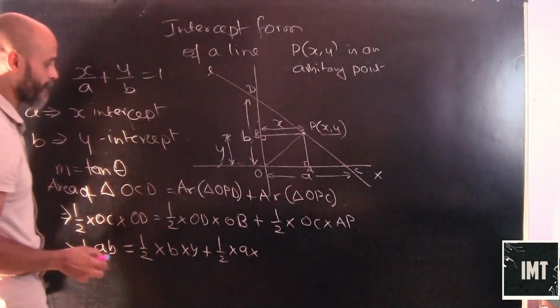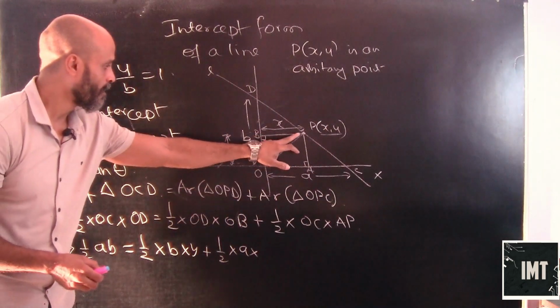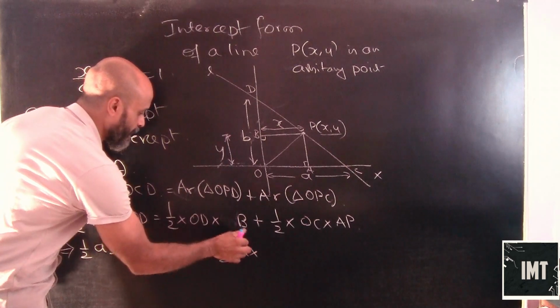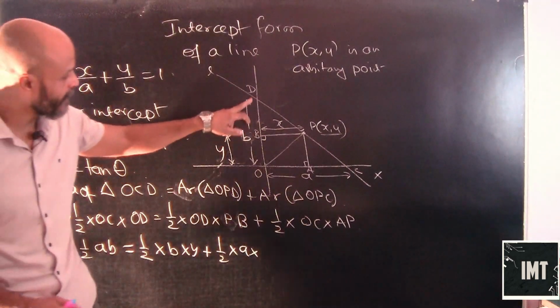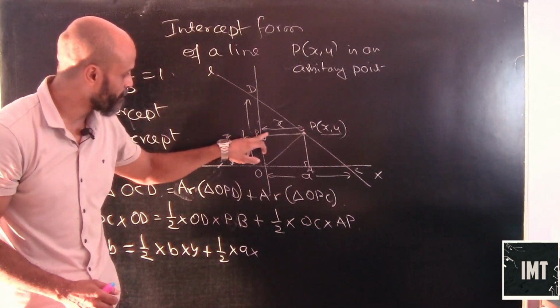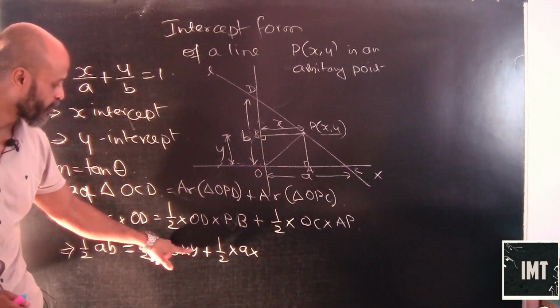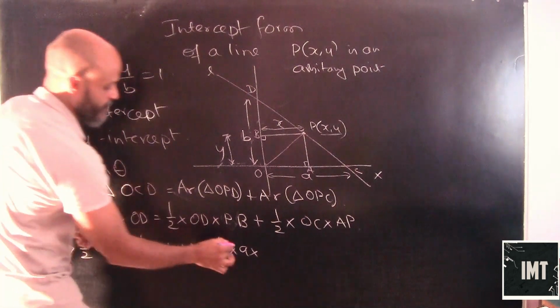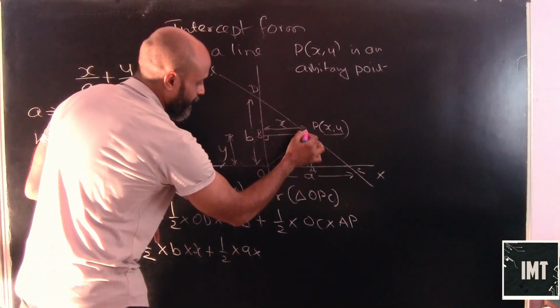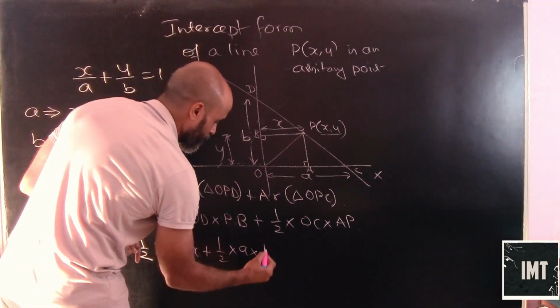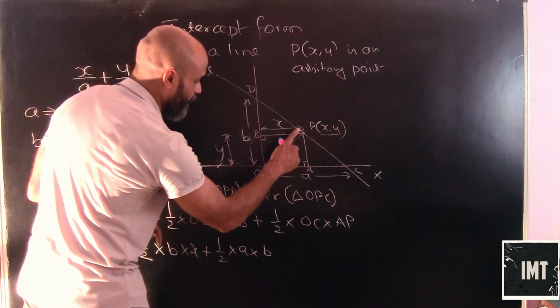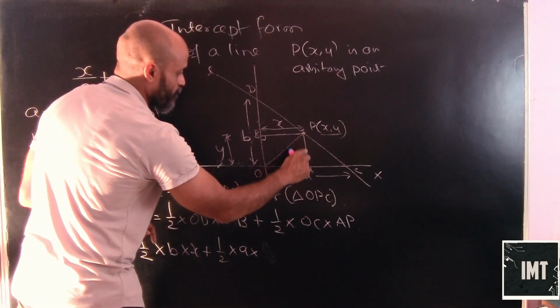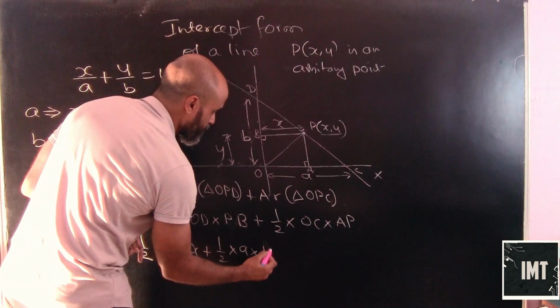So we have here, this will be PB. I am so sorry. This will be PB. Half into OD into PB. Half into B into X, plus half into A into this portion, that is B. Half into A into B. So this is basically distance Y.